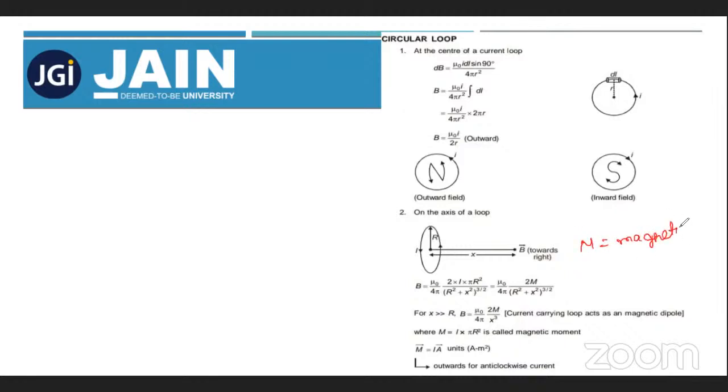Now, when I'm talking about magnetic moment, just as we studied in the case of the electric dipole, the same thing applies here. The magnetic moment is basically given by the distance between the poles and the magnet strength. Based on that, we try to calculate this.